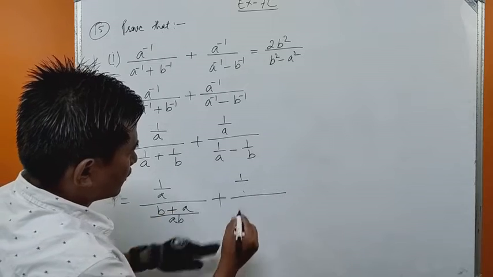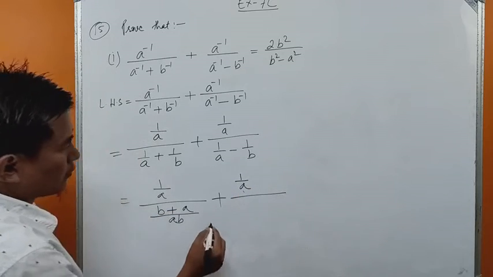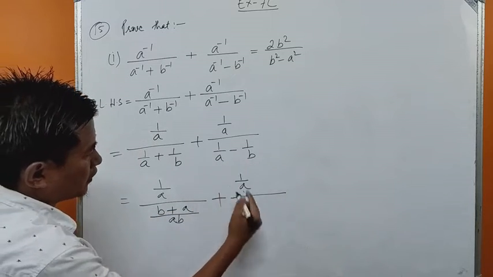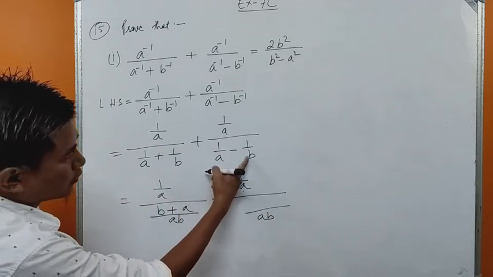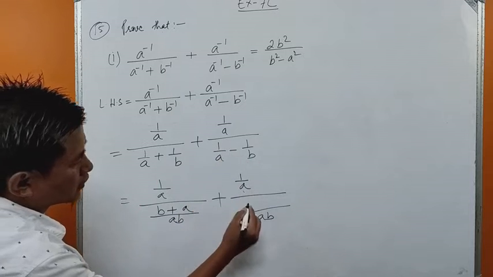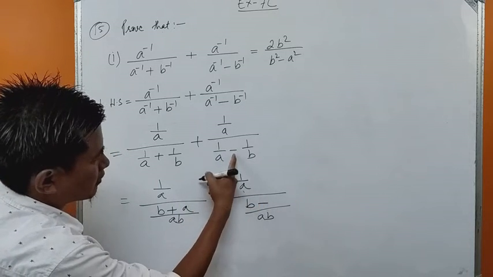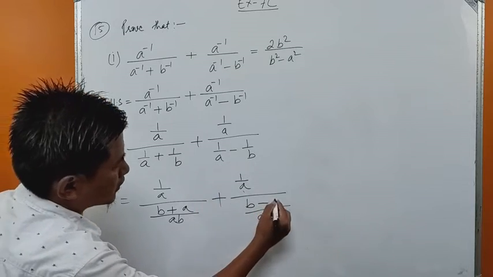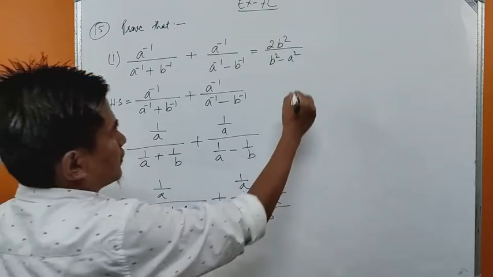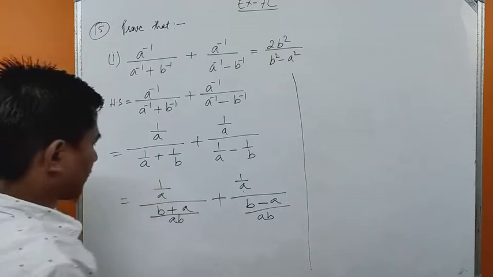Okay, whole upon we take the LCM of a and b. The LCM will be ab, isn't it? So a into b is ab, so b into 1 is b, minus, this minus sign comes here, b into a is ab, so a into 1 is a. Now let me continue here.